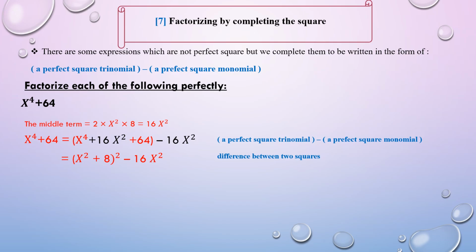Okay, how can we factorize it? Do you remember? Excellent. Two brackets: x power 2 plus 8 and x power 2 plus 8, and factorize 16x power 2 into 4x and 4x, sign positive and sign negative.